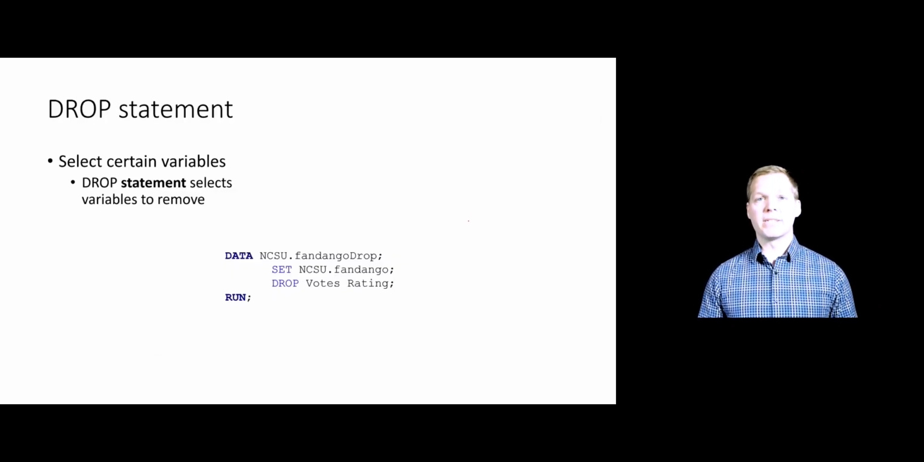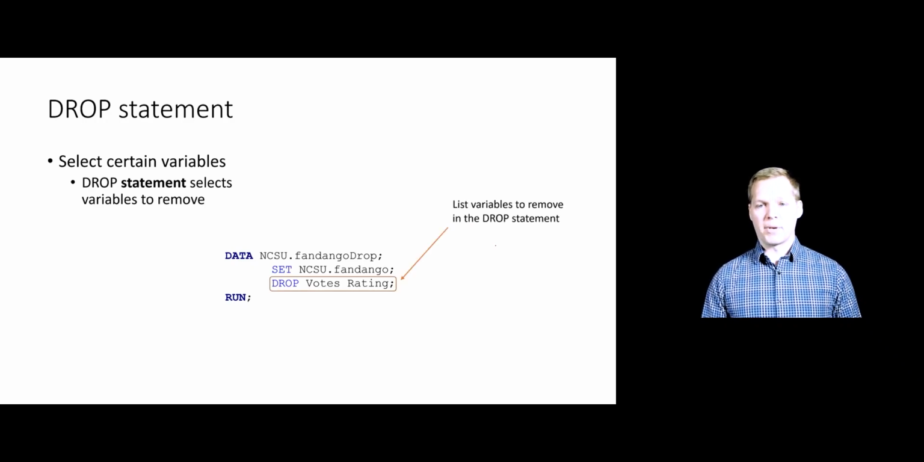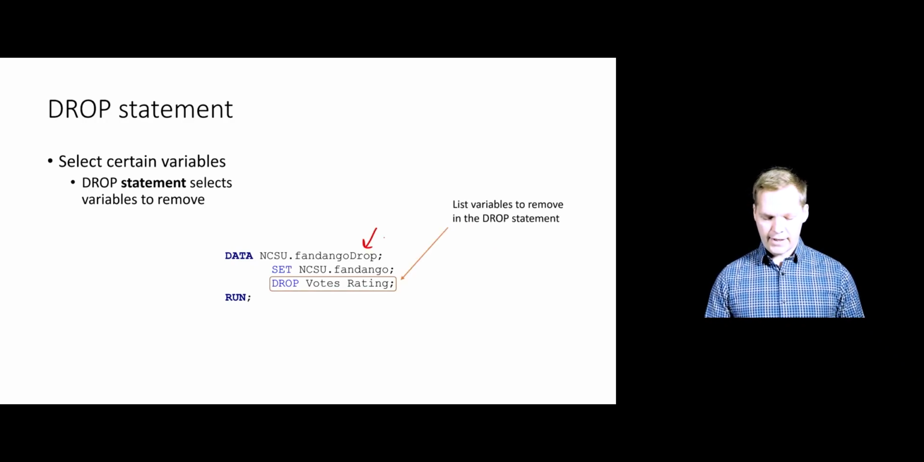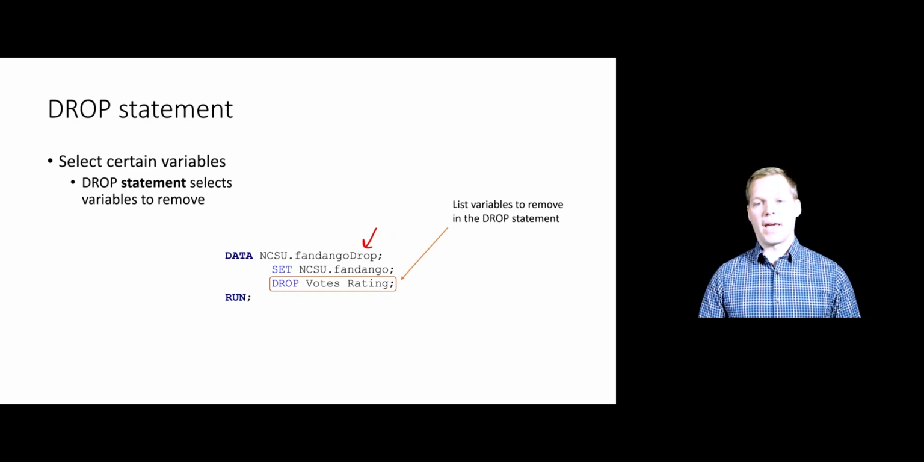Okay. How do we select different kinds of columns to continue on with? Well, again, we could use a drop statement or drop dataset option. Drop tells SAS which variables to get rid of. And so if I'm going to go and copy over my dataset here, I'm going to create a new dataset called Fandango drop. And I'm just going to use a drop statement to say, well, I want to drop or get rid of the votes and ratings columns. That's all you got to do to get rid of those columns.